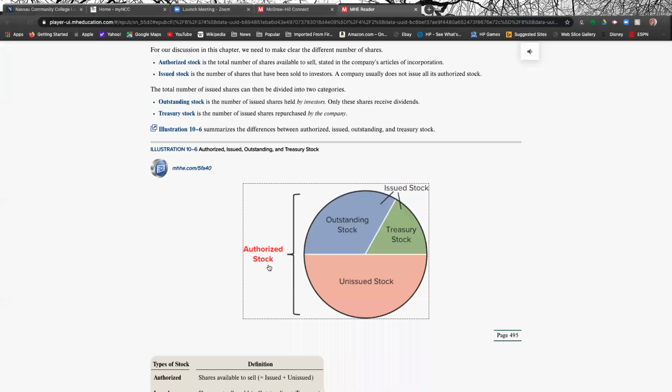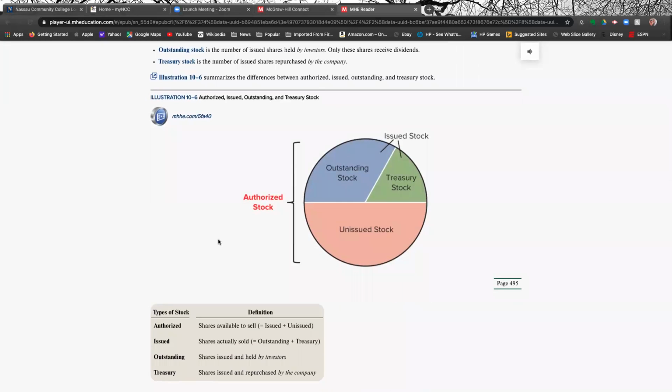Right? And here they show you authorized stock is the whole circle. Outstanding stock is what's in the hands of the stockholders. Treasury stock is stock that was bought back. But if you add the treasury stock and the outstanding stock together, that gives you the issued stock. So I hope that explains it. We're going to do a problem. I don't know if we'll get to it in this video, but we're going to do a problem where we're going to analyze that.